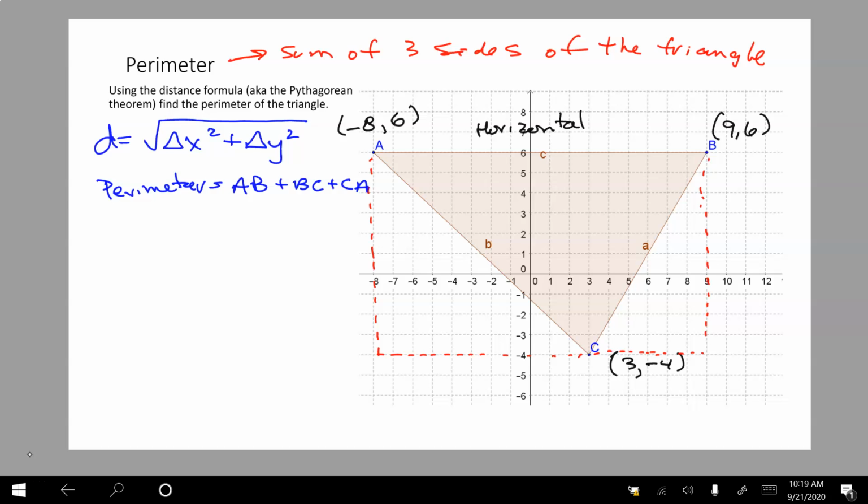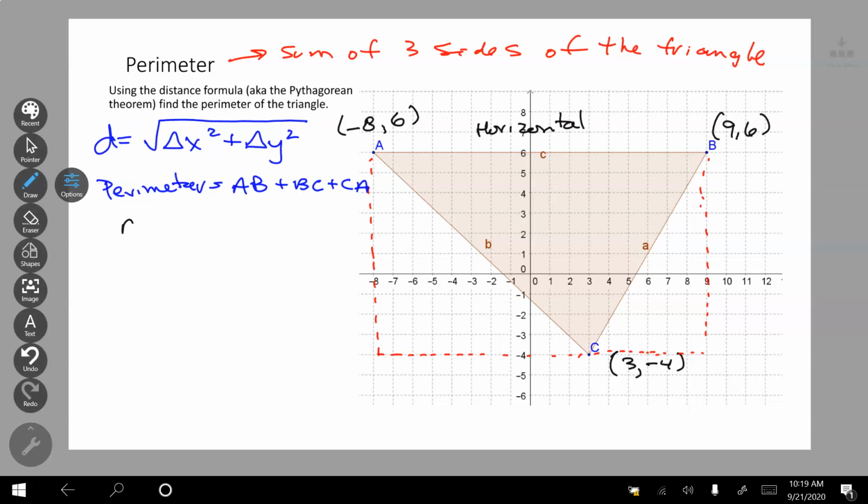The first one's the easiest one. AB is really easy because AB is a horizontal distance. I don't have to do the distance formula. I can just count squares, or from -8 to 9 on the x is 17 squares.